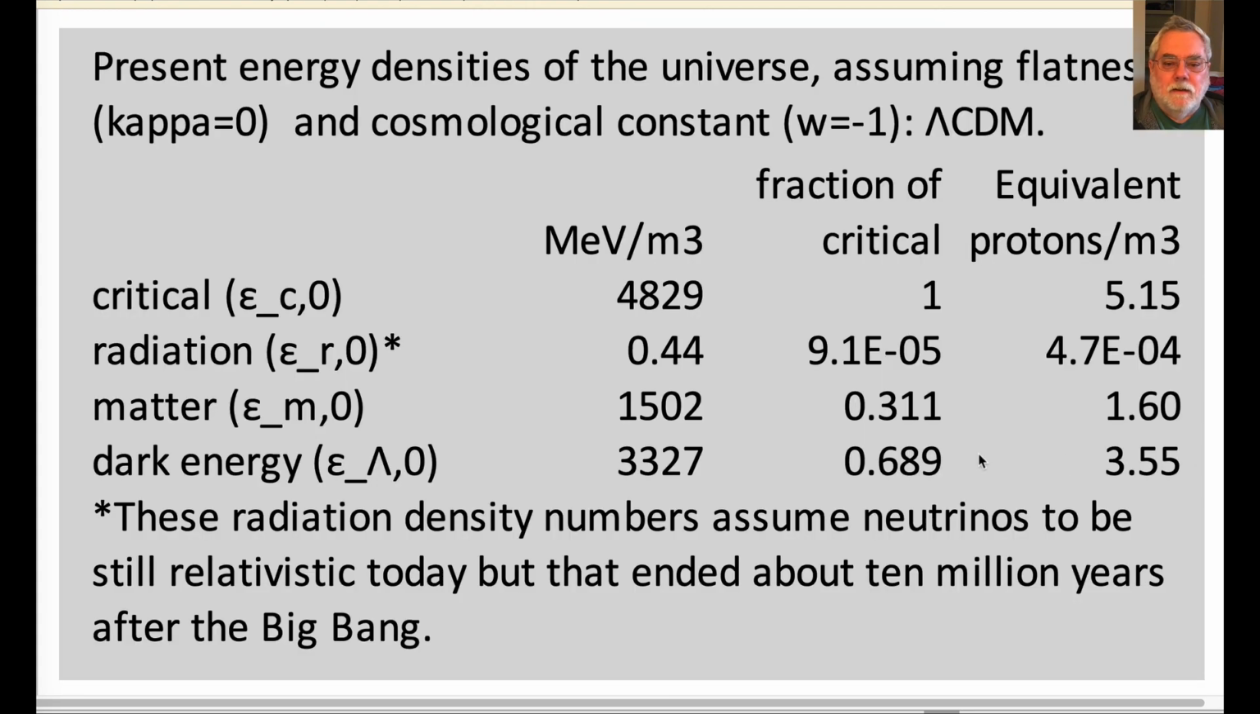Presently, 69% of the energy of the universe is dark energy. 31% is matter rest mass energy. And less than 0.01% is radiation energy. I believe that the dark energy density is presently around 45% of the average matter energy density of our local group of galaxies.